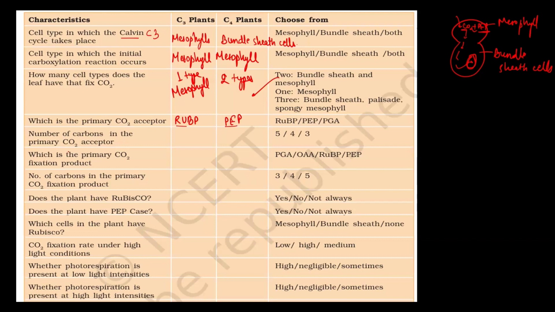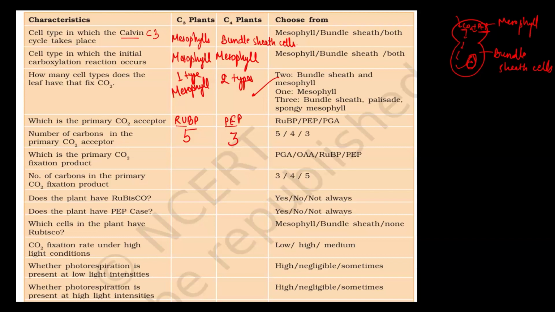Okay, the next question is the number of carbons in the primary carbon dioxide acceptor. Okay, so the number of carbons that is present in the primary carbon dioxide acceptor. So the primary carbon dioxide acceptor in the case of C3 plant is RuBP, and the number of carbons that are present in this is 5. Okay, and in the case of PEP, what is it? It is a 3 carbon molecule. So in C4 plant it is 3.